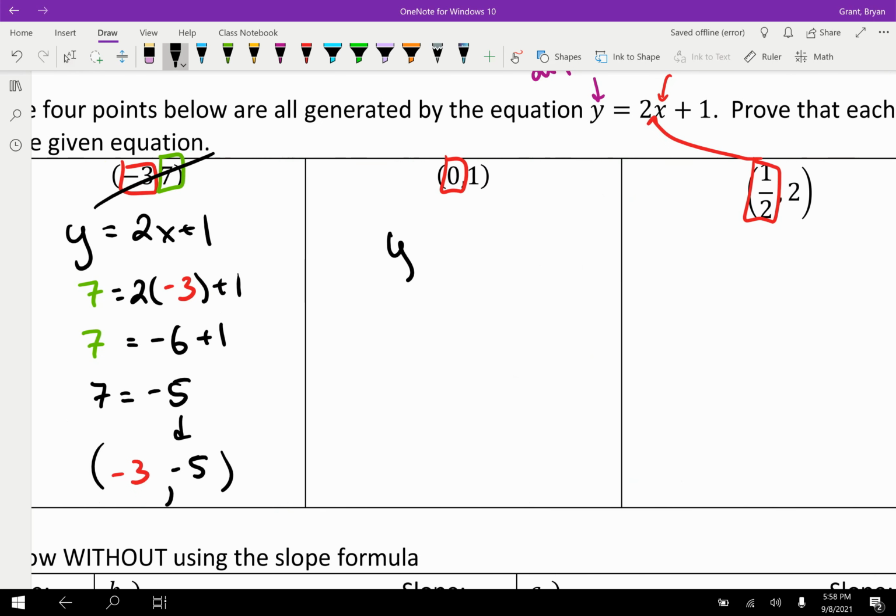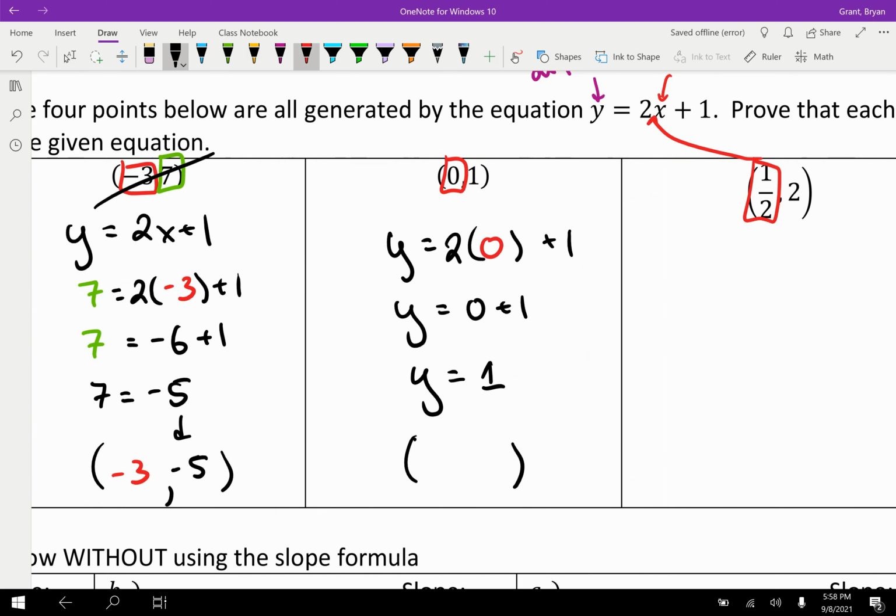We'll try a couple more. y equals, we'll just skip right to this, 2 times 0 plus 1, we'll just work with the right side. 0 plus 1, this gives us an output of 1. And so we have proved, or we have found, that when you input 0, you get an output of 1. And that does match our point.